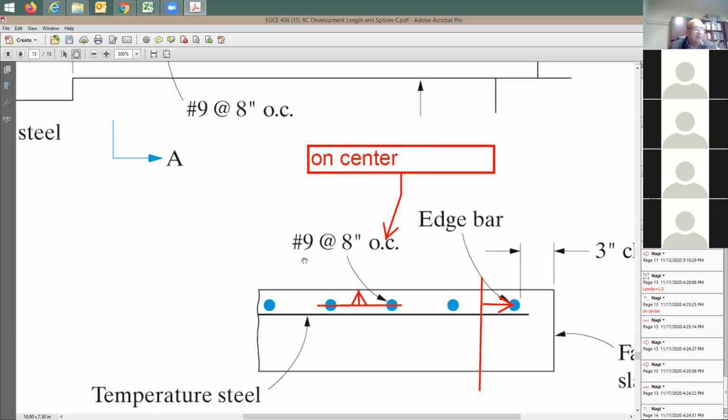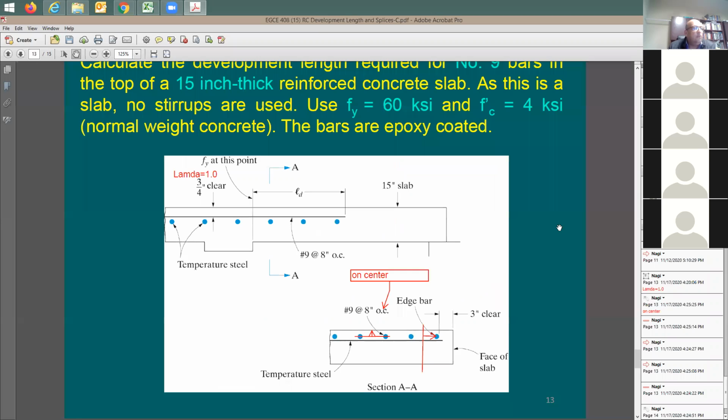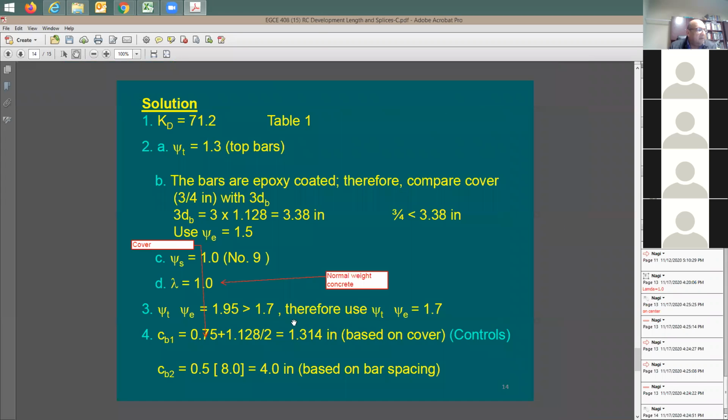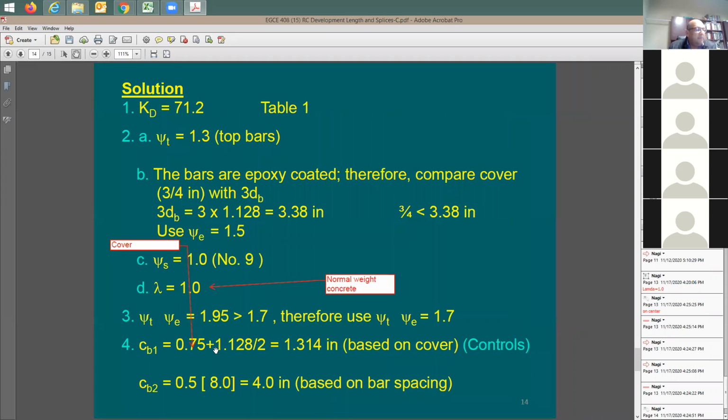So if you like, you can just take this 8-inch and divide by 2, because this is going to be equal to that distance, right? Here they don't give you the clear distance like in the previous problem. In this case, they give you the center to center spacing, so I'm going to take it to be 4 inches. Now compare 4 inches with the top cover center of the rebar spacing. Which one controls? I'm comparing 1.3 inches to 4 inches, and I'm going to be using this value.